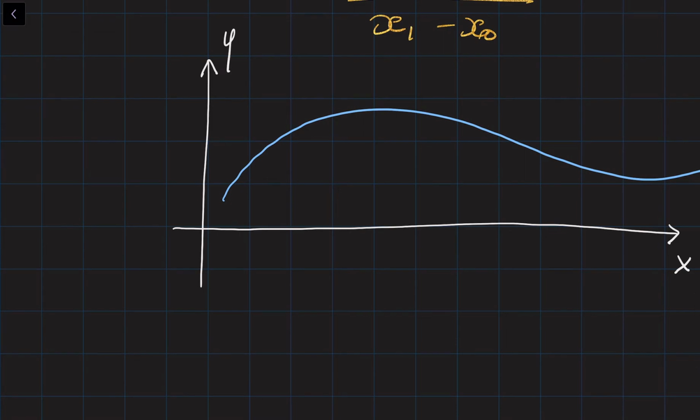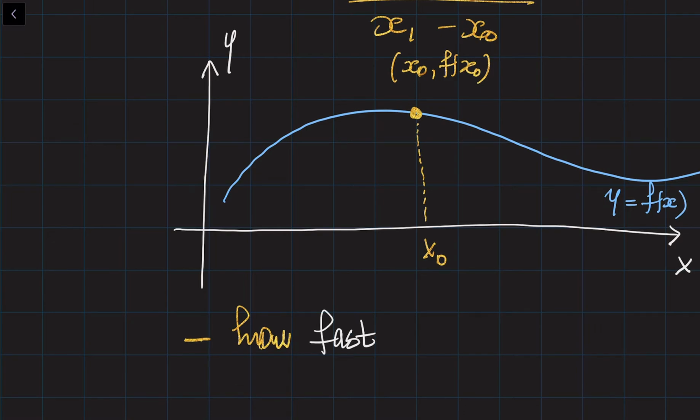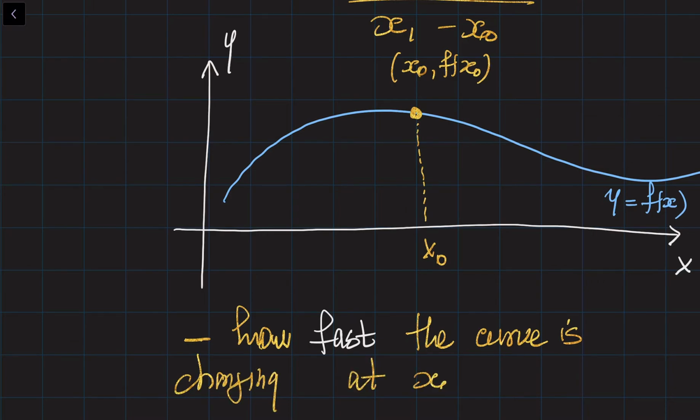So now the problem is, I would like to choose exactly one point on this curve. So let's say this point is going to be x0. If the function is given as y is equal to f of x, then the coordinates of this point are going to be x0, f of x0. Okay? So I would like to know how fast the curve is changing exactly at this point at x0.